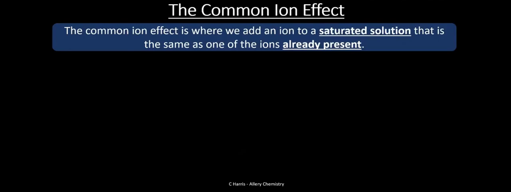Let's look at something called the common ion effect. So what is the common ion effect? The common ion effect is where you add an ion to a saturated solution that is the same as one of the ions already present. So when you add something to a saturated solution and this happens to contain an ion which is already present in solution, then you're going to experience the common ion effect.